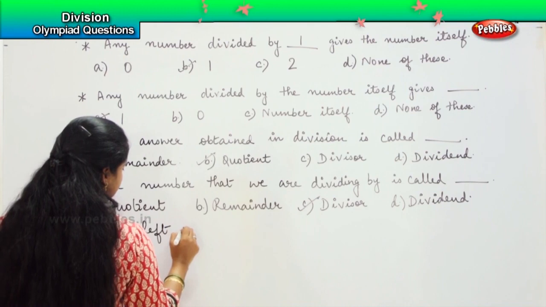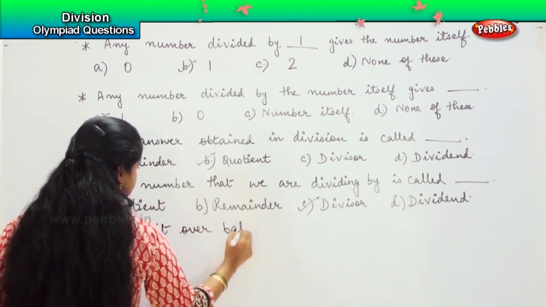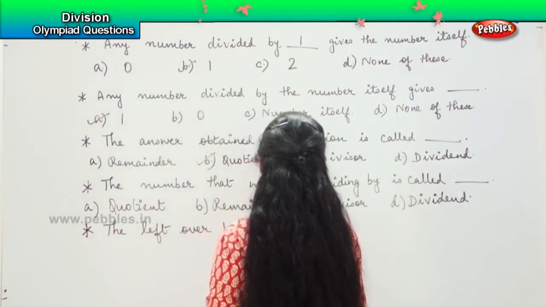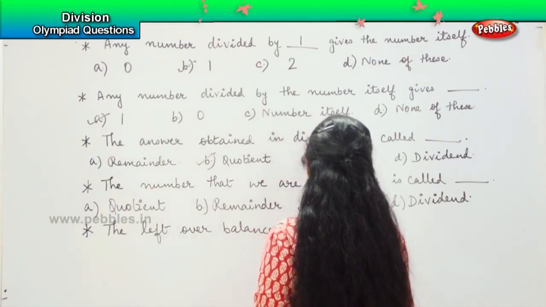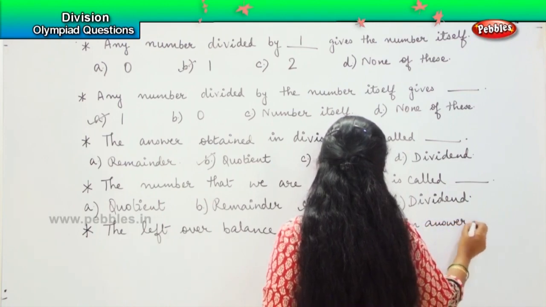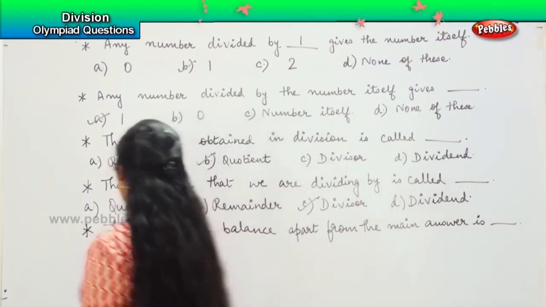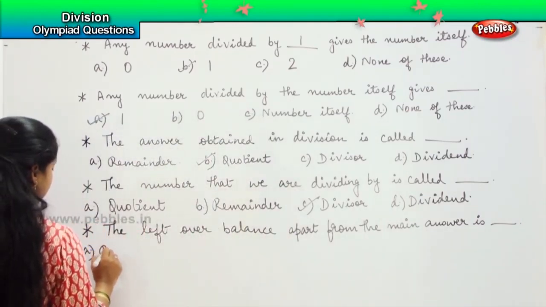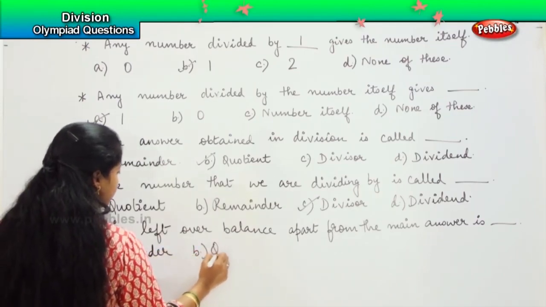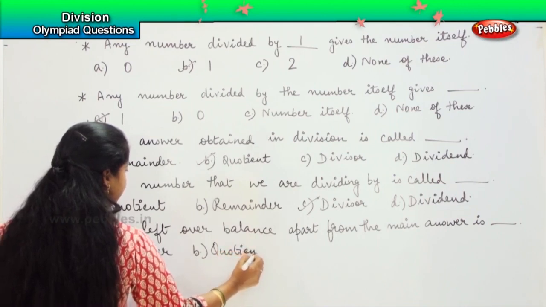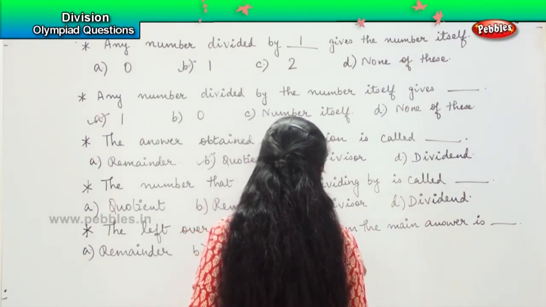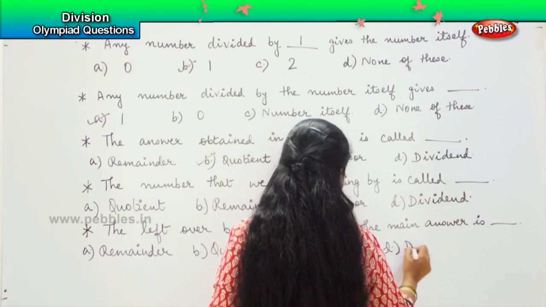The leftover balance apart from the main answer is dash, and your options are A remainder, B quotient, C divisor, and D dividend.